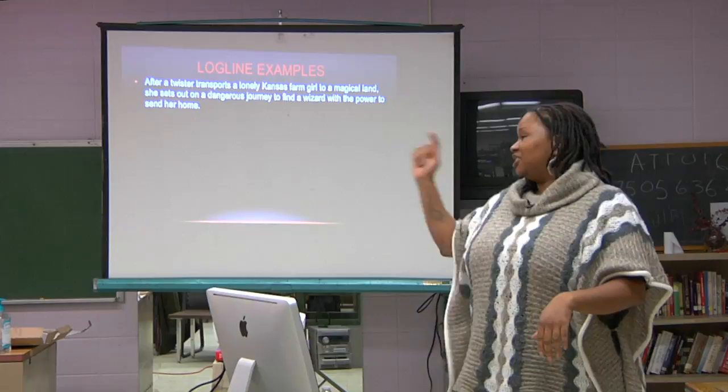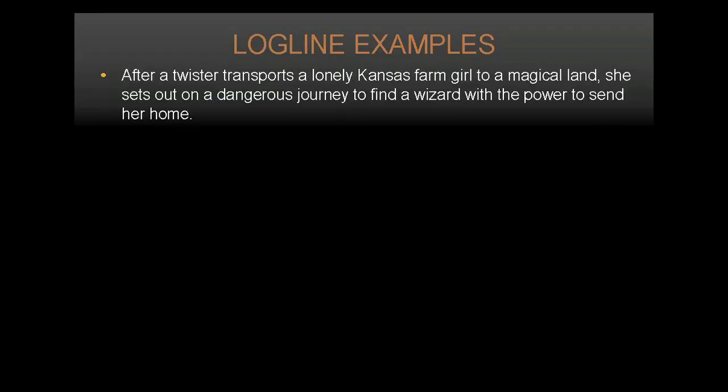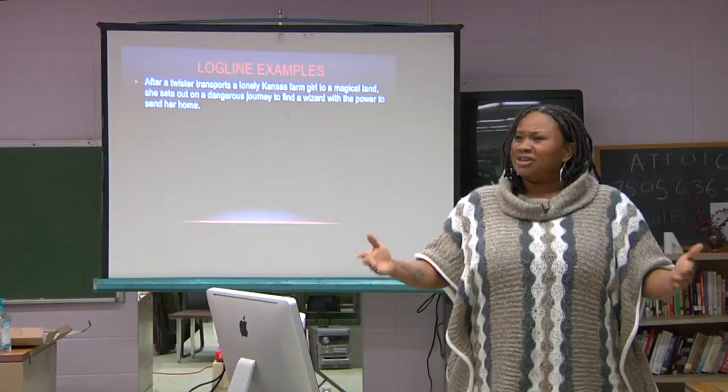So this is the first one, and I'm going to ask this gentleman here to read it for us. Okay, with feeling. All right. After a twister transports a lonely Kansas farm girl to a magical land, she sets out on a dangerous journey to find a wizard with the power to send her home. Okay, stop. So this is a log line for what film? The Wizard of Oz.